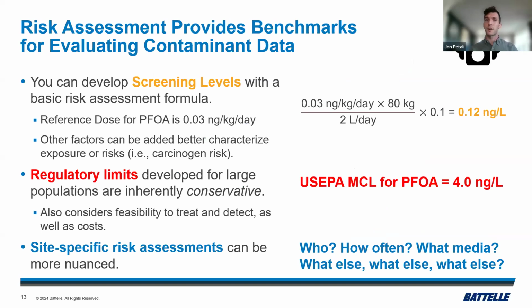Let's investigate some more. So if we use the current dose that the US EPA has set, and we assume an 80 kilogram adult is drinking 2 liters per day, we want to put in a margin of safety. So basically a factor of 10 or multiply by 0.1. Right, we're at a pretty small number, so about 0.12 parts per trillion or nanograms per liter.